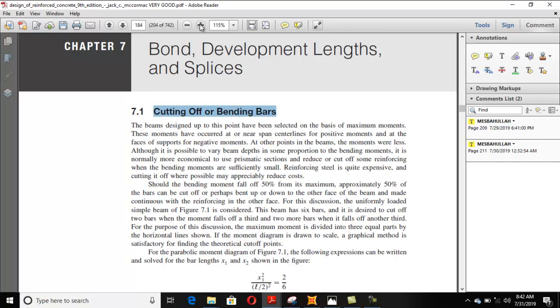This topic is very, very important from the design detailing point of view, because whenever you design a beam or a column, you have to provide cut up bars and built up bars. So from that point of view, this topic is very important. You must understand the terminology used here and the rules and principles involved. So let's start this topic.